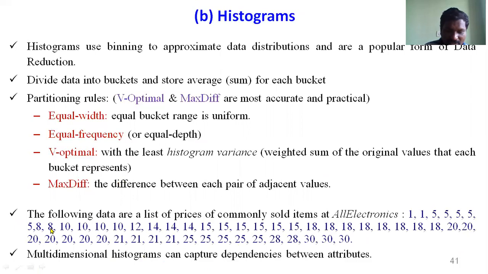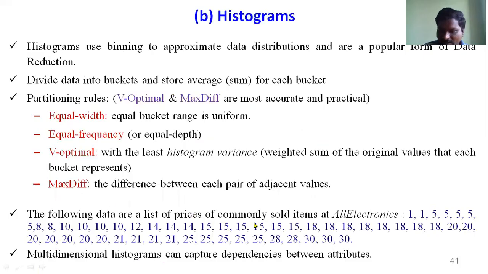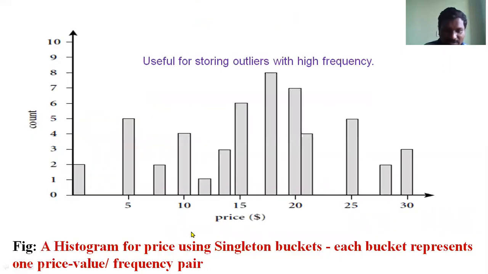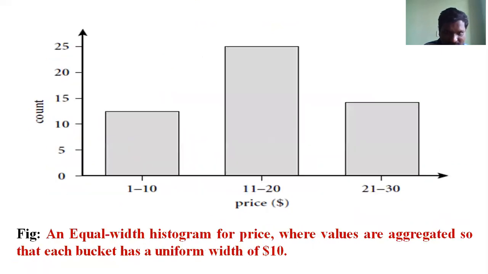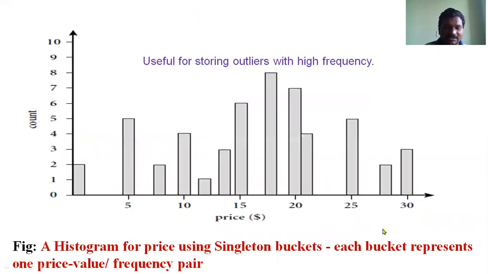The value 8 occurs 2 times. The value 1 occurs 2 times. That is how it is represented. Between 15 and 17, it may be 18, which occurs the most, a maximum of 8 times. So 18 occurs 8 times. That is the representation: a histogram for price using singleton buckets.